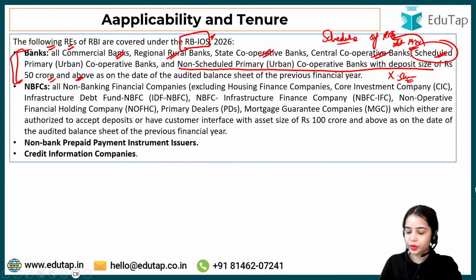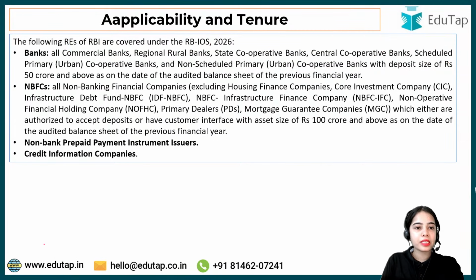No confusion? Okay. So we have discussed that the following regulated entities are covered under the RBI Integrated Ombudsman Scheme. So all these banks, non-scheduled primary urban cooperative banks with deposit size of 50 crore and above. Remember this very, very clearly, okay?